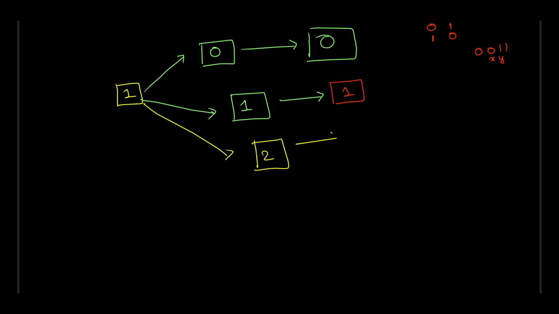And 1 merging with 2, let's talk about this. The first box contains 0 1, and 2 means the second box contains 1 1. When you sort them, you will get 0 1 1 1. So this means that the second smallest is 1, the third smallest is 1. So 1 merging with 2 produces 2.